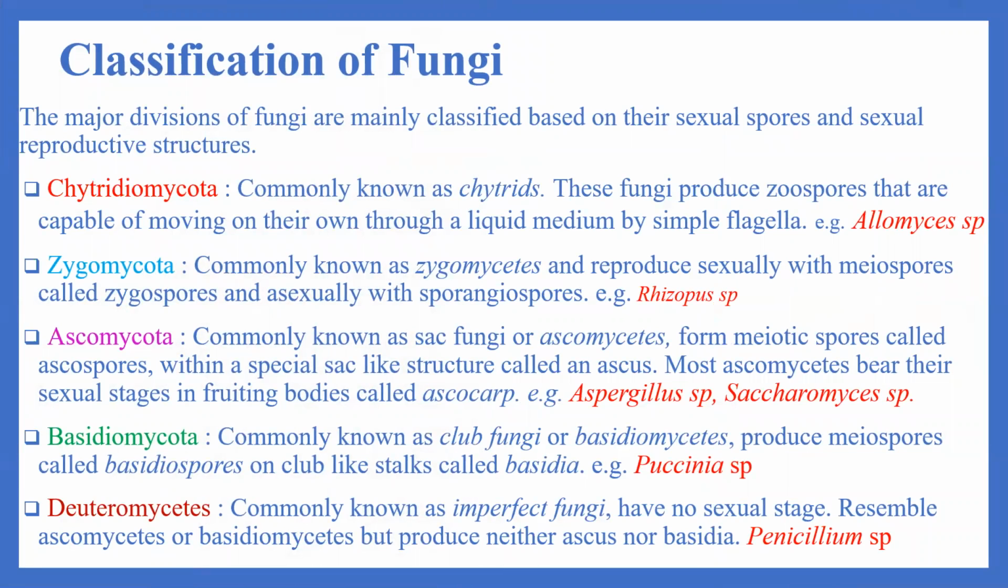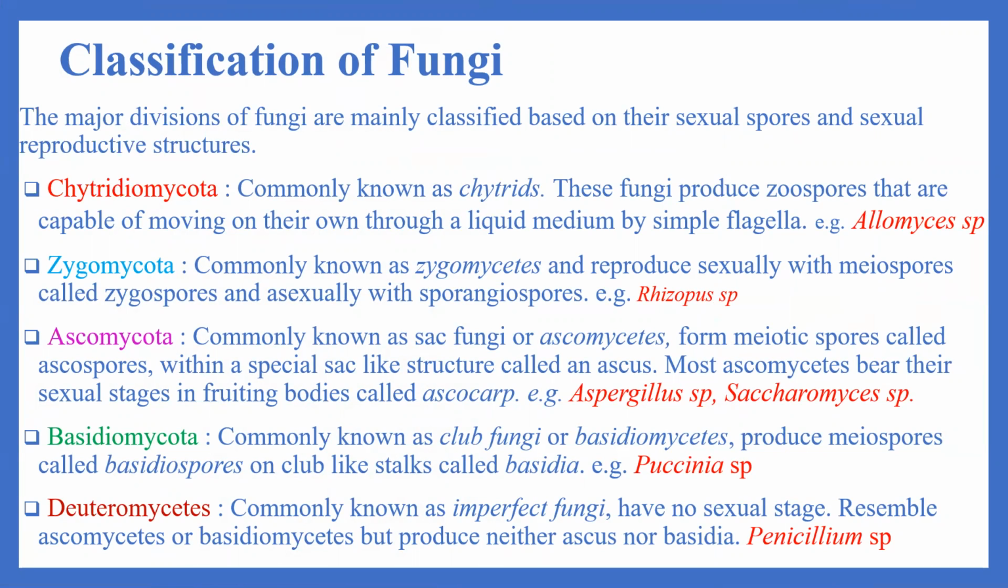So we can classify fungi into 5 distinct classes. The major divisions of fungi are mainly based on their sexual spores and asexual reproductive structures. First of all, we are coming to Chytridiomycota, commonly known as chytrids. These fungi produce zoospores that are capable of moving on their own through a liquid medium by simple flagella.